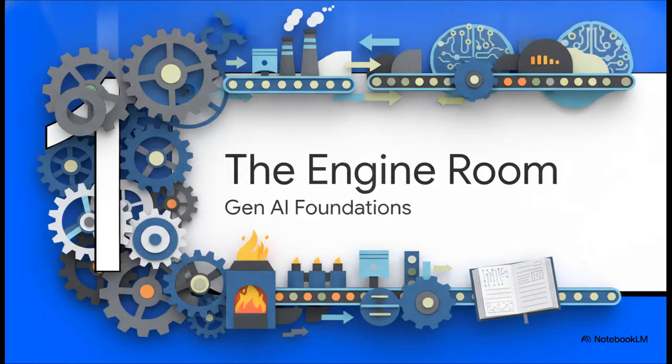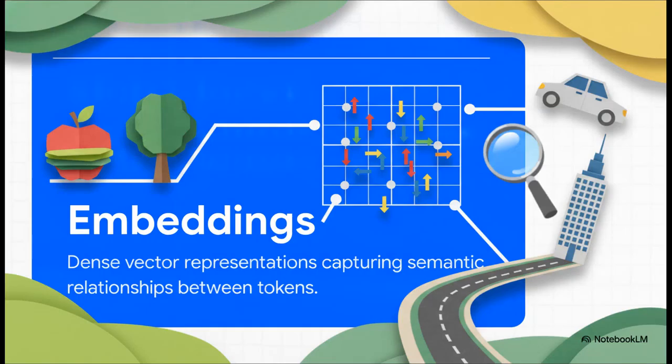Okay, Chapter 1, the engine room, generative AI foundations. It all starts right here at the absolute lowest level, with a concept called embeddings. Essentially, embeddings are dense vector representations, or fixed-length arrays of numbers, that capture semantic relationships between tokens. Basically, during the initial training phase, AI models process unimaginable amounts of unstructured internet data and learn how words relate to each other. They map these relationships out into this massive, multidimensional mathematical space.